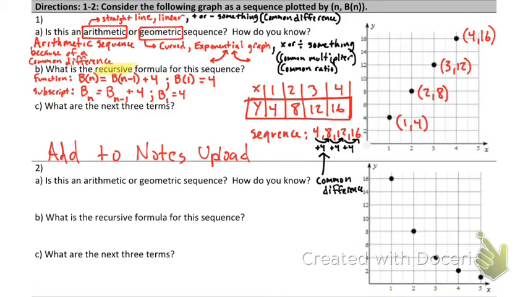Okay, and then part C. We kind of did this last week. Can you now tell me the next 4 terms? Okay, so we know we're adding 4 each time. So we're simply just going to continue to add 4.